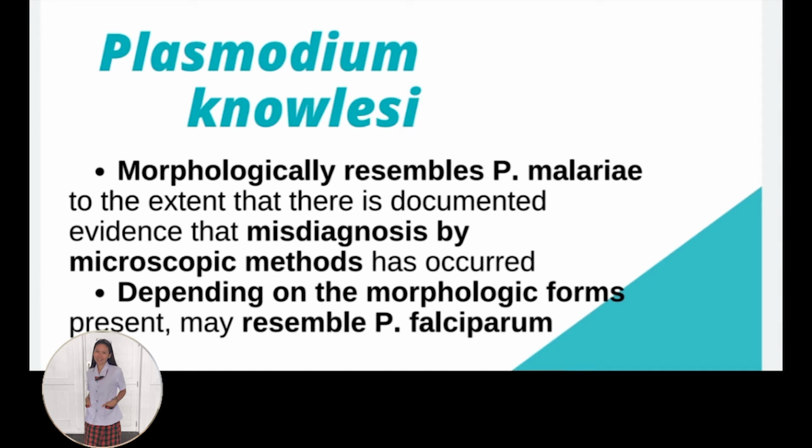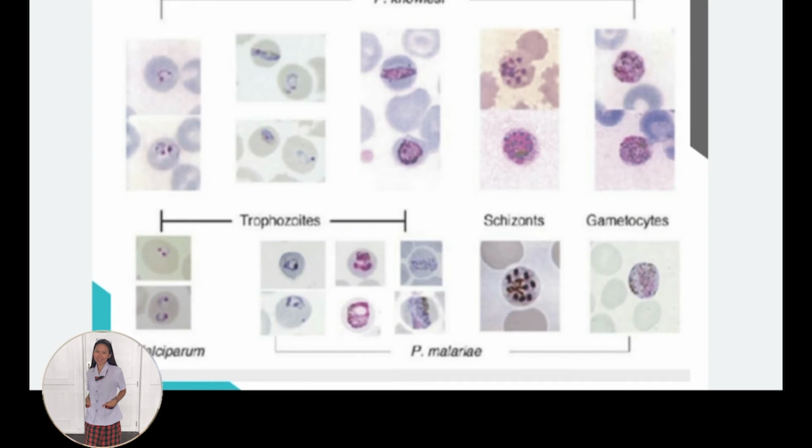Plasmodium knowlesi is a parasite that causes malaria in humans and other primates. It is extremely rare, and because of the number of reports of human knowlesi malaria infection detected by molecular methods, it has been recognized to be the fifth species of Plasmodium that infects humans. Now, as you can see, there is no detailed description of the morphology of Plasmodium knowlesi, yet early trophozoites may resemble Plasmodium falciparum, and other stages resemble Plasmodium malariae.